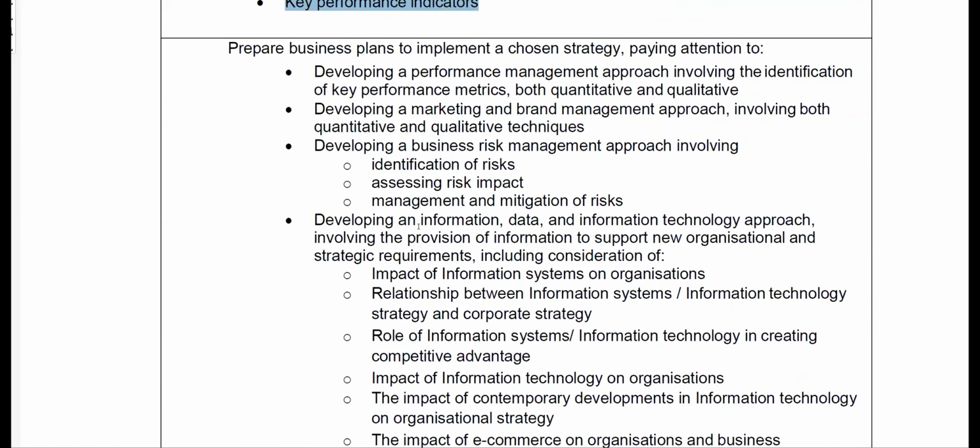I told you from there, it's still the same. Now, when you are preparing a business plan, this is where it gets interesting. Look at the things you have to know. Using key performance indicators and CSFs, both qualitative, quantitative, developing a marketing and brand management approach involving qualitative and quantitative techniques. This is marketing management. Risk management is part of business plans. Identification of risk, assessing risk impact, management and mitigation of risk. They've already given you. So in your exam, risk identification, assessment, and management is simply risk management overall, right? And this is what they want.